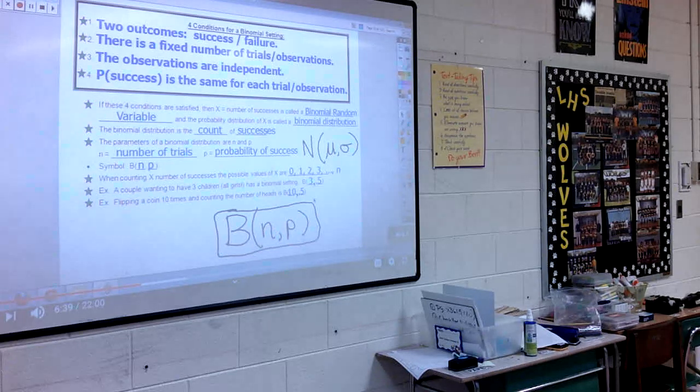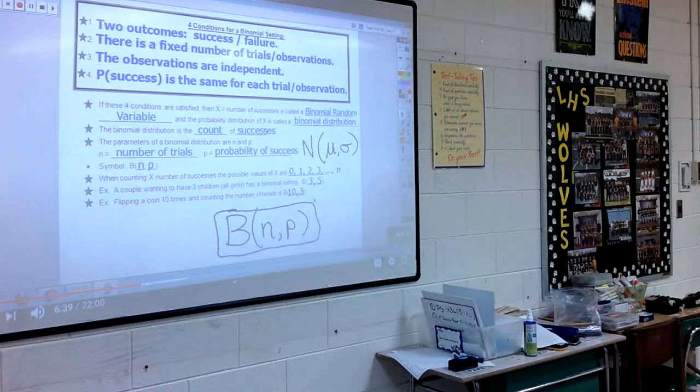The observations need to be independent. That means whether one of them happens or not doesn't affect the next one. So, for instance, whether you roll a 3 on a die or not doesn't change the probability you'll roll a 3 on the next one. Whether you make a free throw, you still have to shoot the next free throw. It's independent of each other. So the observations have to be independent. One can't depend on the next.